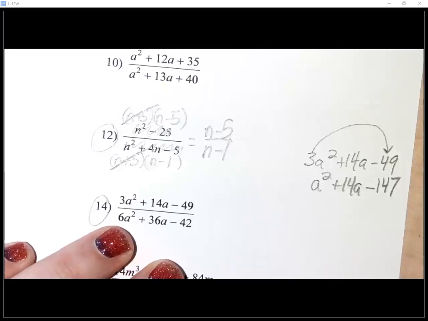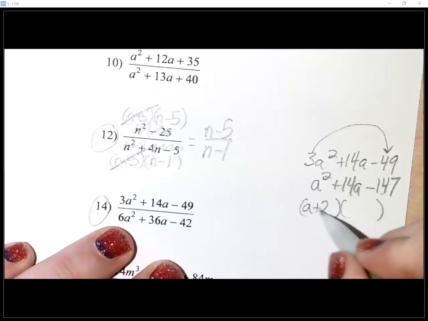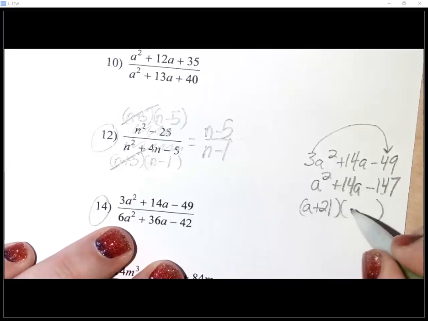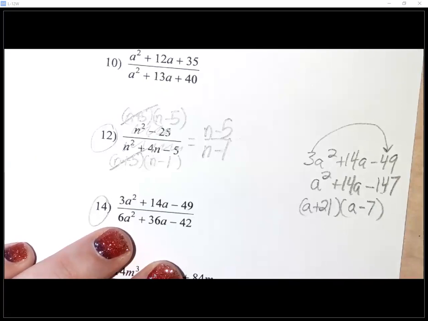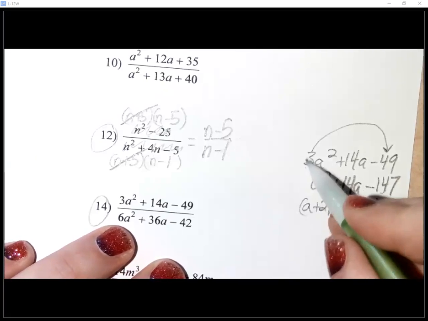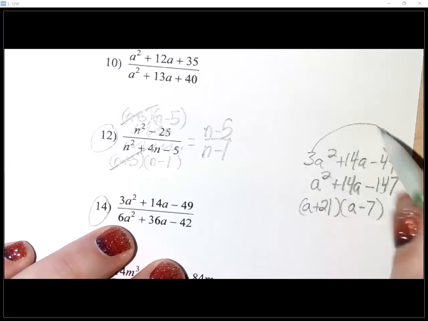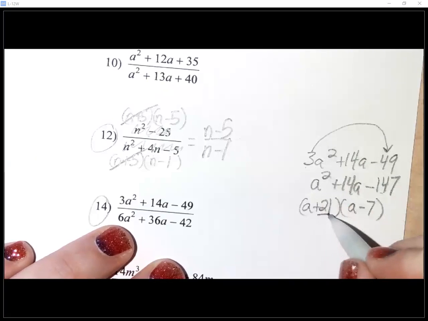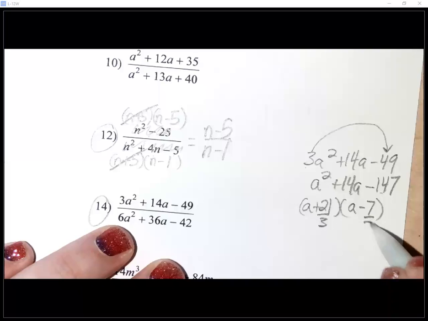So I'm looking for factors of negative 147 that add to a positive 14. And I think I found them. I think it's a positive 21 and a negative 7. However, that's the slide part. Now you have to come in and do the divide part. So whatever you multiplied by in the beginning, so 3 in this case, I now need to divide both of these terms by that same number.